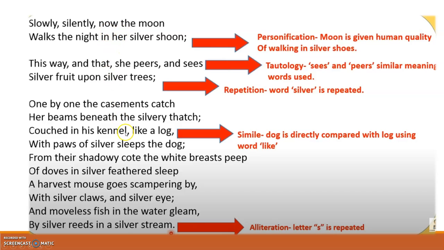In fact, the entire poem is a personification, because it's talking as if the moon has got life. So the moon is given the human quality of walking in silver shoes.